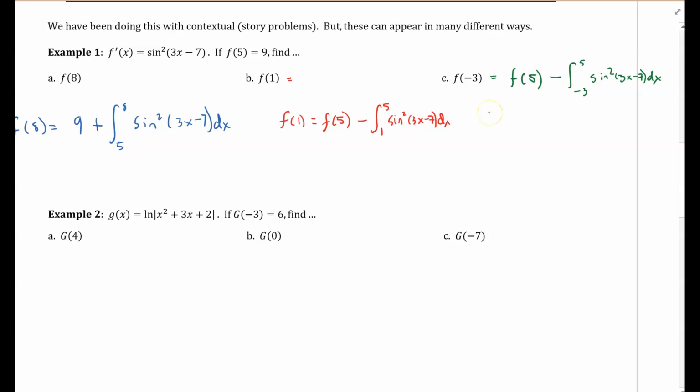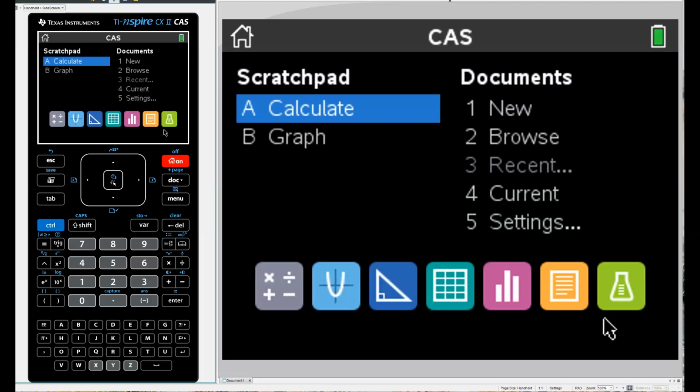Okay, and now we're going to utilize our calculators. I'm going to show you how to actually calculate this using your calculator. So go ahead, take out your calculators. I'm going to show you how we use our calculator to calculate definite integrals. And that's very important. They have to be definite. They have to have limits.